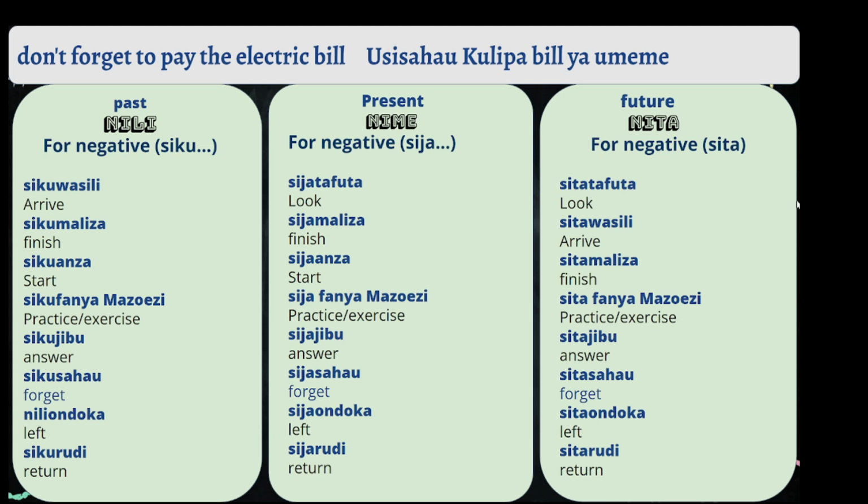All right, so if you want to tell them, I will not, you just say, sitasahau. That's it, sitasahau. All right, because sahau, remember, is forget. So I will not, sitasahau.